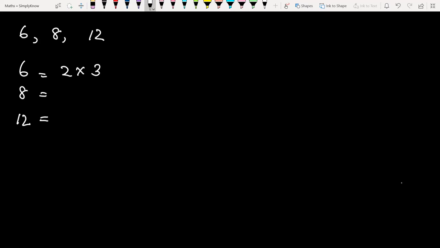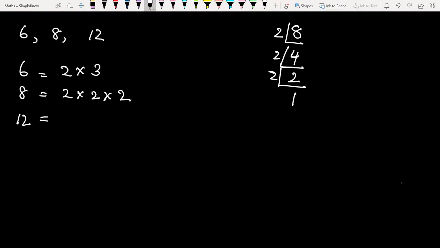8. Let's find out. 8 divided by 2 is 4. 4 divided by 2 is 2. Again, we can divide by 2 and we get 1. So 8 as a product of its prime factors is 2 times 2 times 2. And what about 12? It's 2 times 2 times 3.